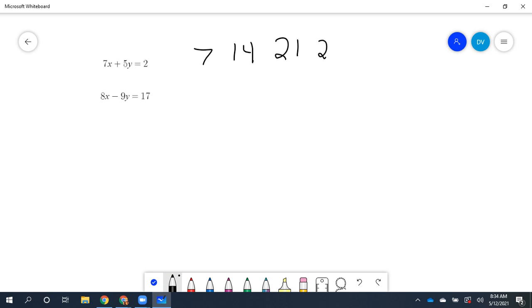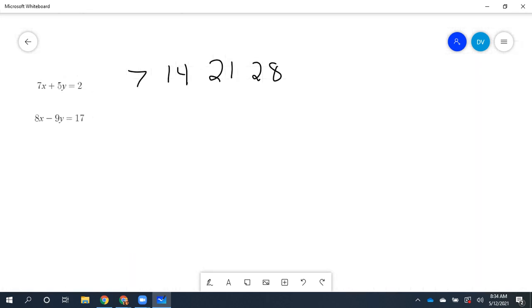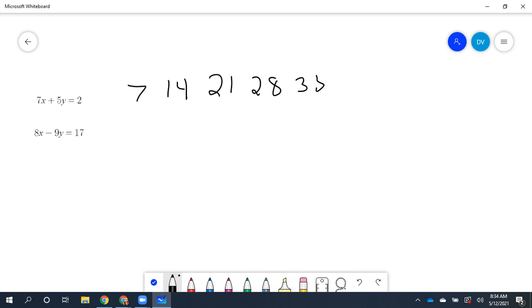I'm going to run out of room here. Times 5 is 35. And times 6 is 42. Times 7 is 49. And times 8 is 56. The multiples of 8, 8 times 1 is 8, times 2 is 16, 24.